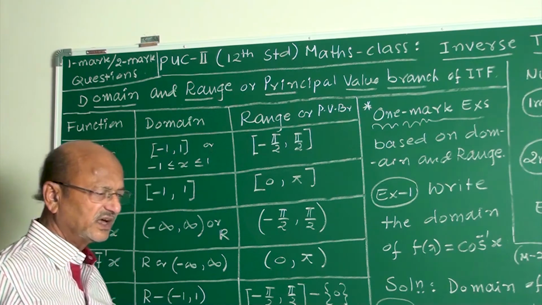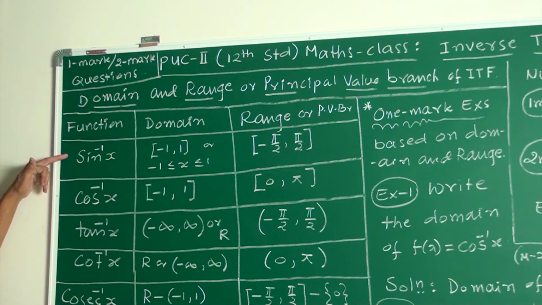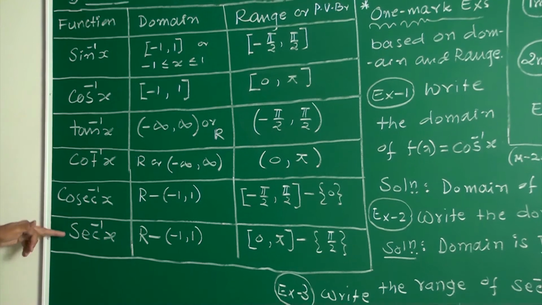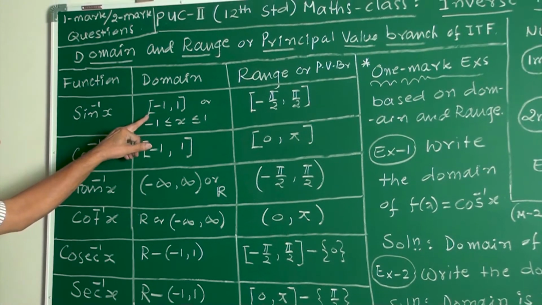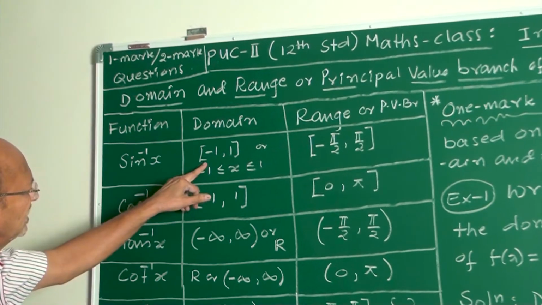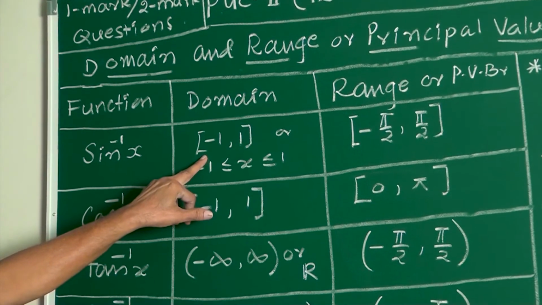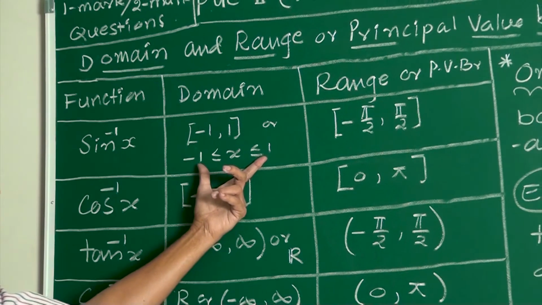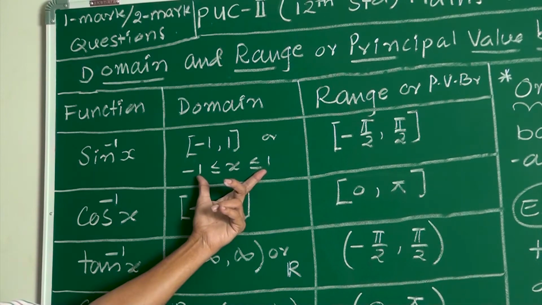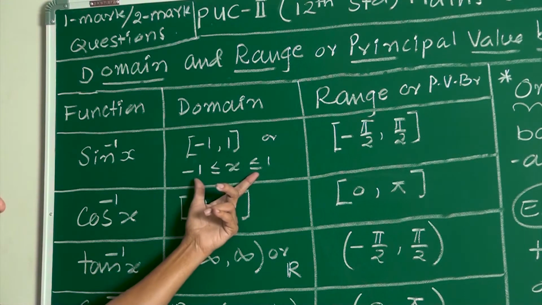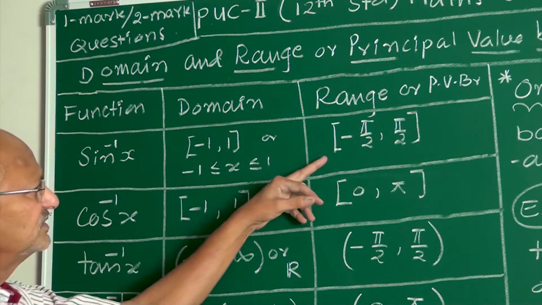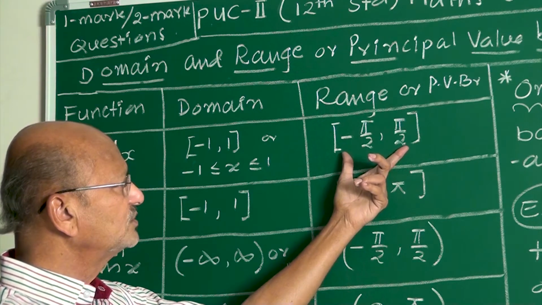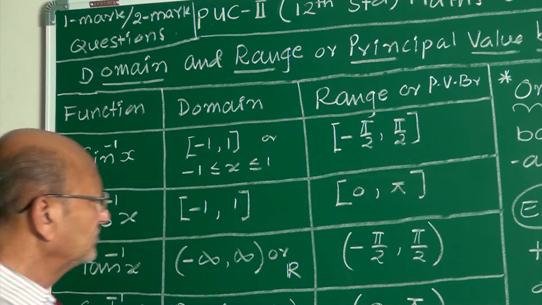Yes, my friends, there are 6 inverse trigonometric functions: sine inverse, cos inverse, tan inverse, cot inverse, cosec inverse, sec inverse x. This is the domain of sine inverse x. Either we can write it in the form of a closed interval, or the same thing in another form: minus 1 less than or equal to x less than or equal to plus 1. Either you can write in this way or in this way, not both. This is the range, or principal value branch, that is the closed interval minus pi by 2 to plus pi by 2.